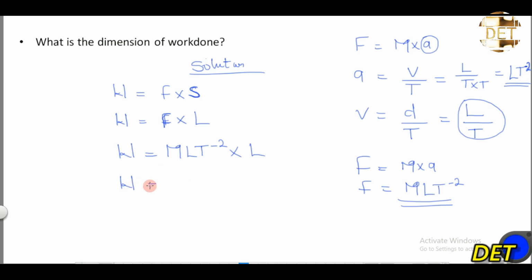So work done will be equal to L times this L, which will give me L squared, right? So that will be ML squared T raised to the power of minus 2. That's how we got ML squared T raised to the power of minus 2. This is my answer for the dimension of work done. Just have it in mind that whenever you are looking for dimension, you are expressing the physical quantities in terms of fundamental quantities. So whatever you're going to have here as your answer must be in fundamental quantities, right?